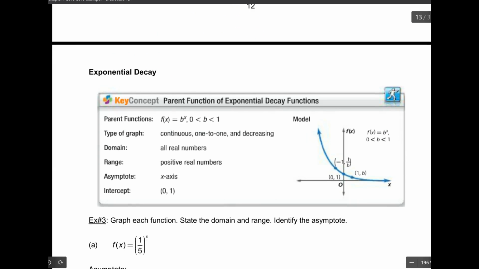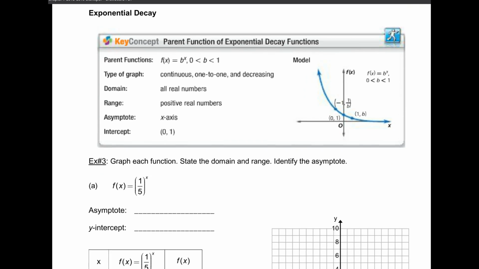Now let's talk about decay. We've been doing growth. Now let's do some decay. Once again, the range is all positive real numbers, domain's all real numbers, still the x-axis. Literally, the difference is instead of coming up, it's now going to be coming down. That's it. So let's graph it.